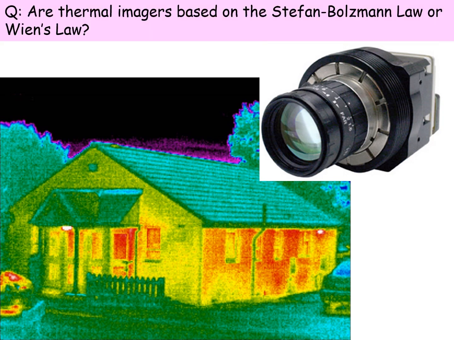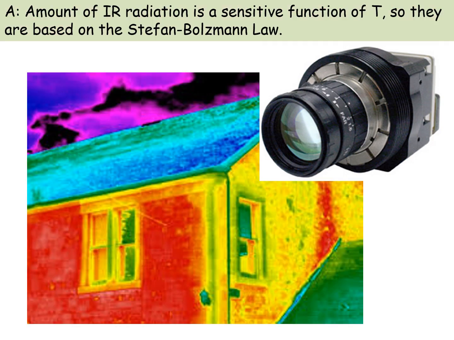So think about this question at the top of the slide for a minute before you hop to the next slide. The thermal imagers that sense infrared wavelengths, are they using the physics of the Stefan-Boltzmann law or Wien's law? The answer is the Stefan-Boltzmann law, which says that material at higher temperature emits greater amounts of radiation.